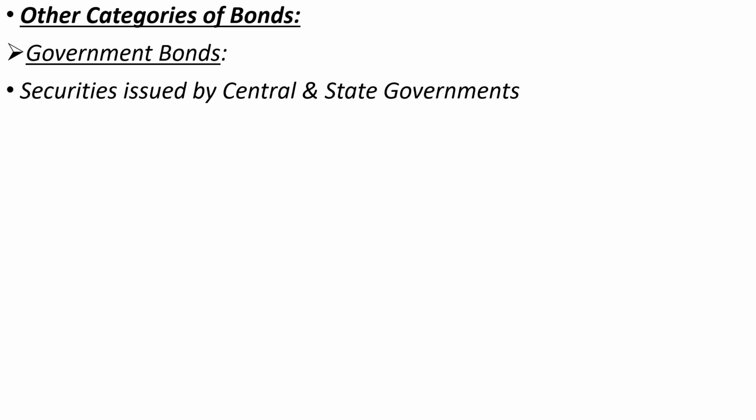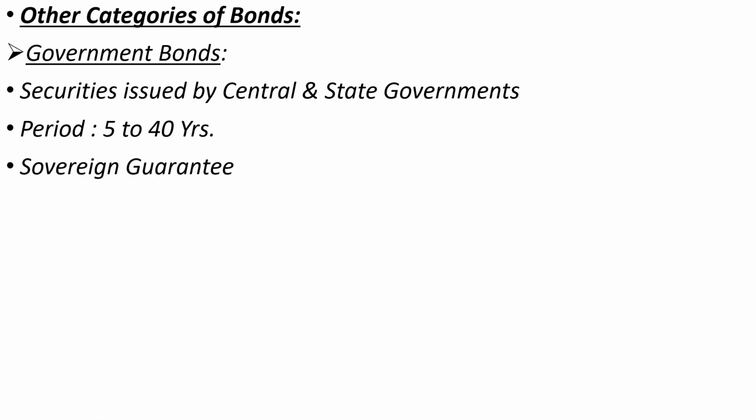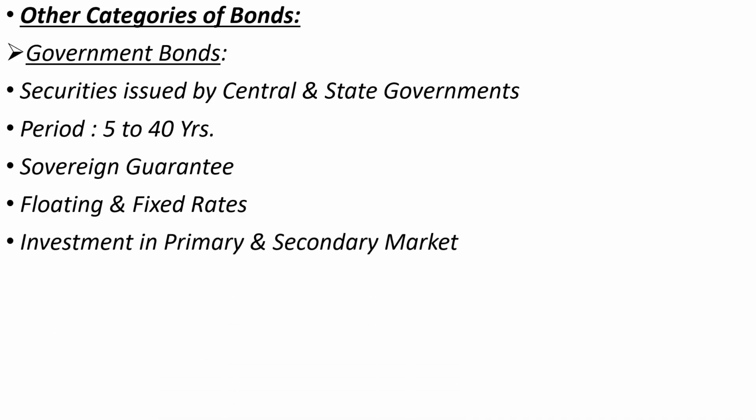Investment in other categories of bonds. Government bonds. Investment in government bonds issued by the central and state governments. The investment period is between 5 to 40 years. These investments are guaranteed by the central and the respective state governments. The rates of interest are floating as well as fixed. Investment in these bonds can be done in primary and secondary market.